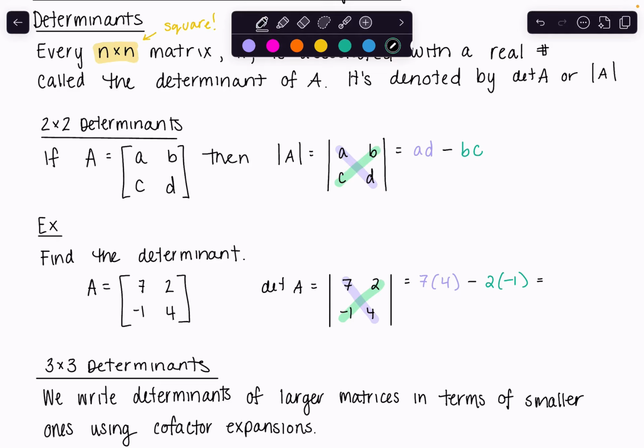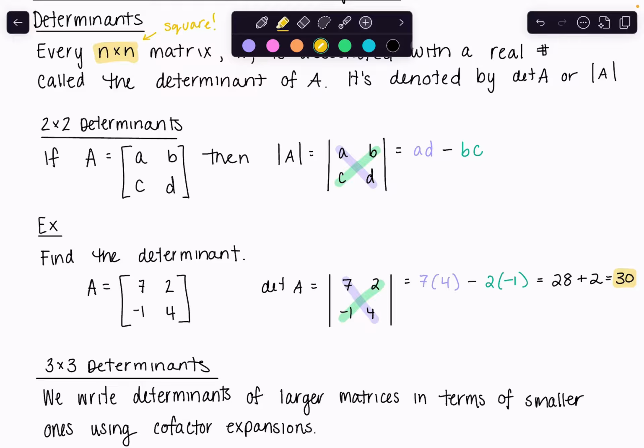So 7 times 4 gives me 28. 2 times -1 is -2. So subtracting that becomes plus. The determinant of this matrix is 30. Okay. So again, this just gives me one number that is important and associated with this matrix.